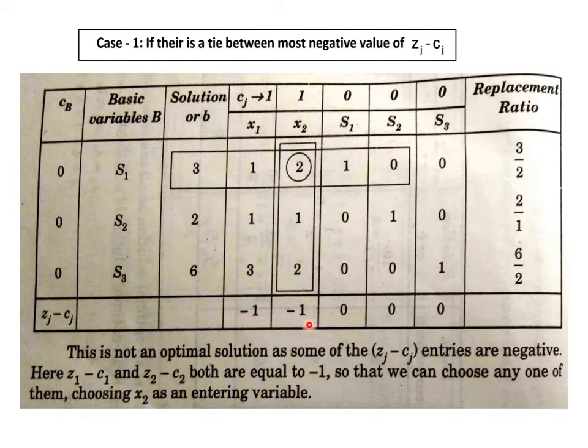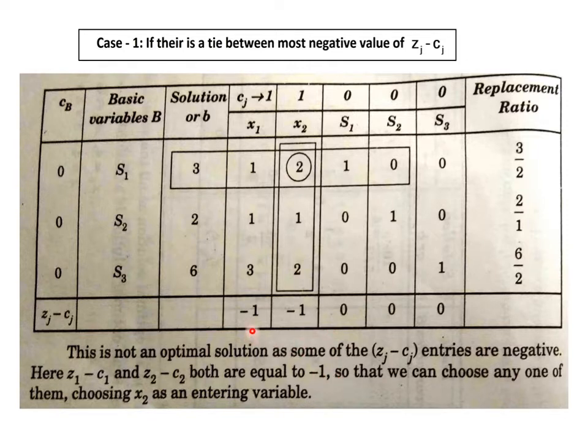It is at two places, maybe at more places, 3, 4, 5 places. So it is a tie between most negative value of Zj minus Cj. Then we have to decide which variable will enter in next table of this problem. Here, if I select this minus 1 as most negative, then x1 will enter. If I select that other minus 1, then x2 will enter. So we can choose any one of them. Choosing x2 as an entering variable, you may choose x1 also as an entering variable.